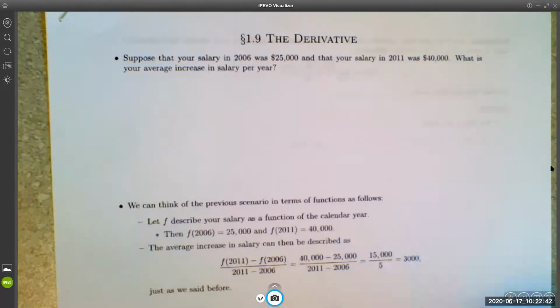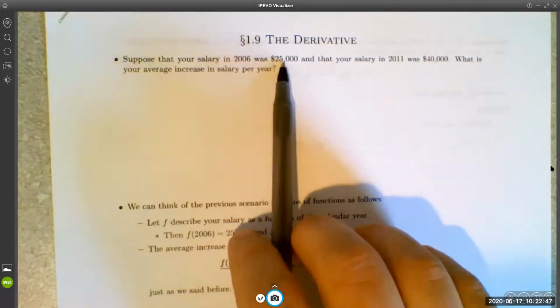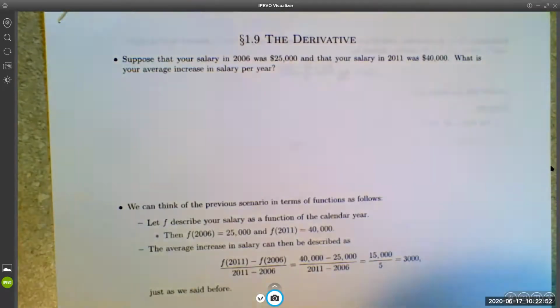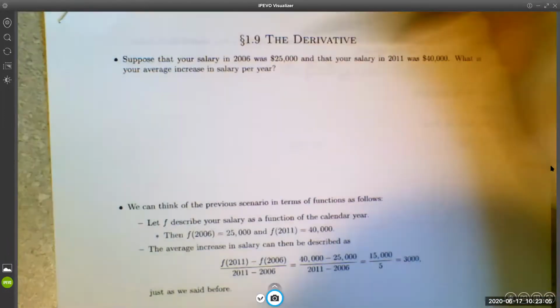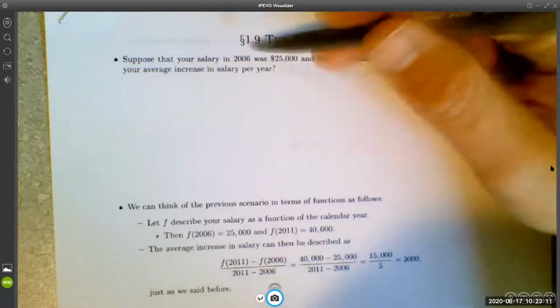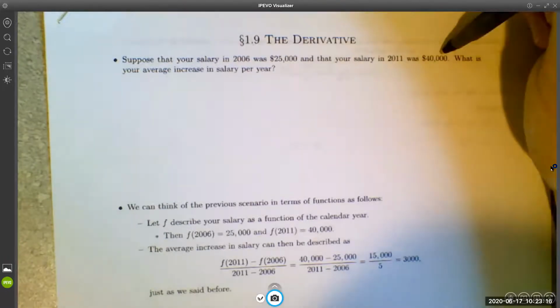So let's get started. Suppose that your salary in 2006 was $25,000 and that your salary in 2011 was $40,000. What is your average increase in salary per year? So we could find this out pretty easily, right? The average increase in our salary per year. Well, how many years passed between 2006 and 2011? That was 5 years. And what was the increase in your salary? It looks like your increase was $15,000.